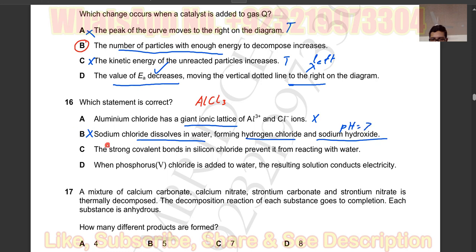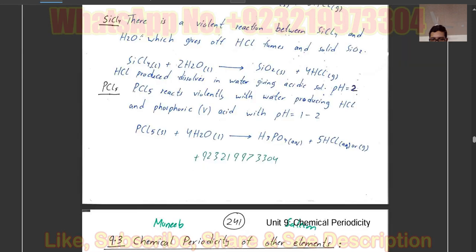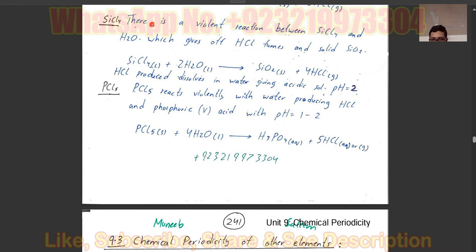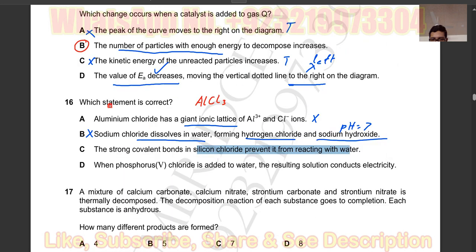Then C option: the strong covalent bonds in silicon chloride prevent it from reacting with the water. Now back to my notes. There is a violent reaction between silicon chloride and water which gives off HCl fumes and solid SiO2. So that is what happens when silicon chloride reacts with water. So it is incorrect that it prevents it from reacting with water.